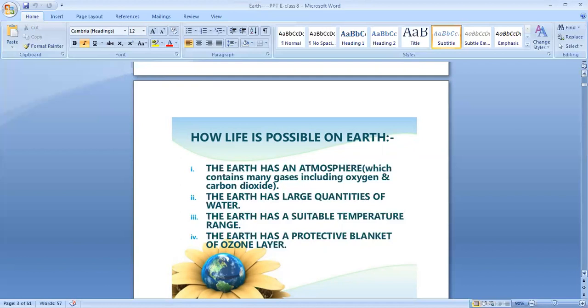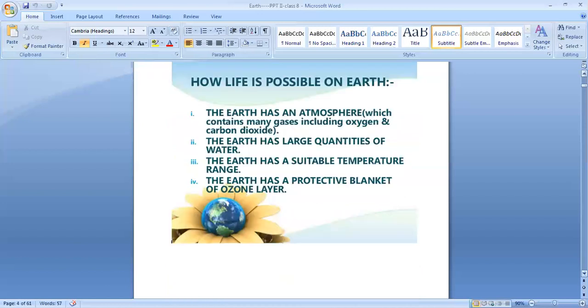Next, the Earth has a protective blanket of ozone layer. If you are taking the atmosphere, there are different layers. One layer is called the ozone layer. This layer protects us from harmful rays of the Sun, especially ultraviolet rays. Suppose these rays come and fall on any living being, maybe plant or animal or human, it may get diseases or skin cancer or skin diseases, different types of diseases.